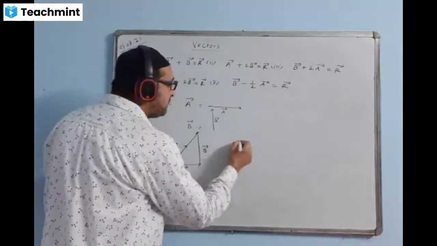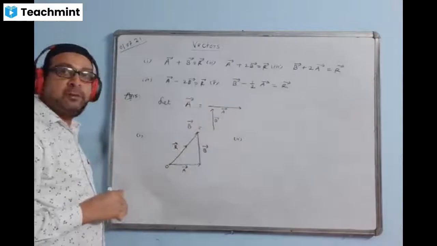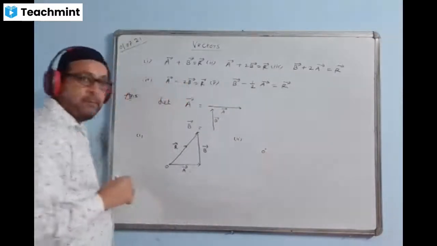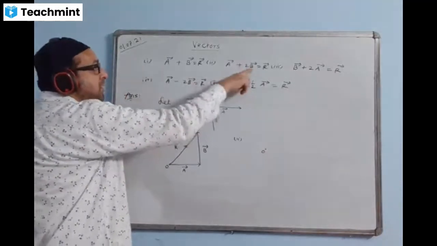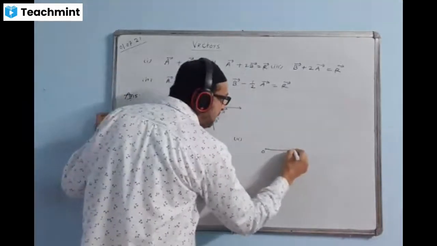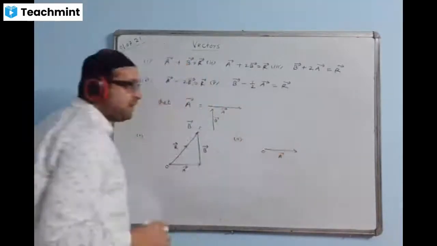Now we are doing the diagram of the second case. Second case diagram, this one. A plus 2B equal to R. How to show? Start with the origin O. A is positive, B is also positive, but the size of B is double. So I'll do it like this. First I'll write A. The size is the same, 2 centimeters, same as the original size.